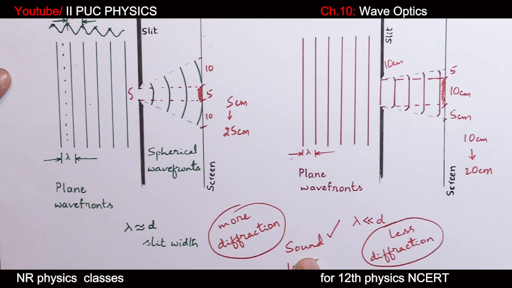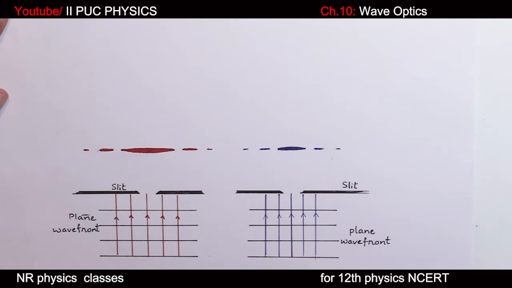Two observations. Lambda comparable to slit width, more diffraction. Lambda very much less than slit width, less diffraction. Second observation, diffraction is observed more in sound than light. Does the wavelength of light affect diffraction? Answer is yes. So before going into the equation, let us understand how wavelength affects diffraction.